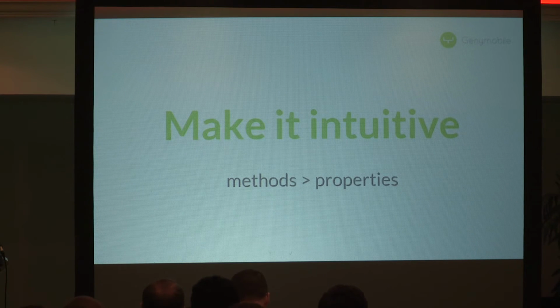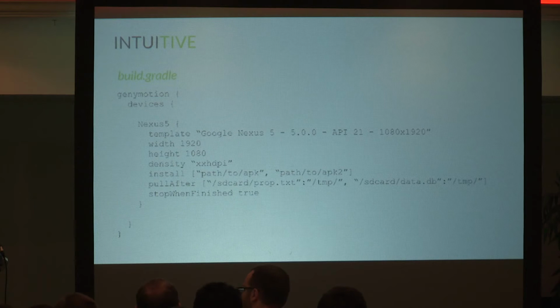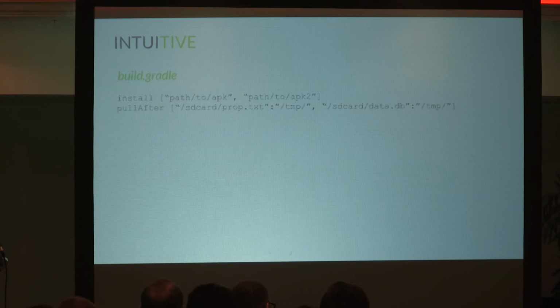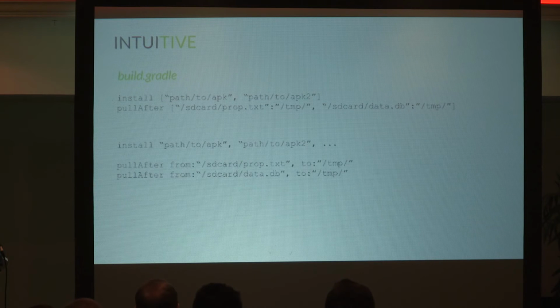Let's make it a little bit more intuitive. We go back to our example using the Nexus 5 block, and it's cleaner now, but some parts can be improved. These are the parts that can be improved: the install and the pull after sections. This is not really clear because the user still has to create an array and put information inside. Here is a map that the user has to create, etc. That's a little bit verbose.